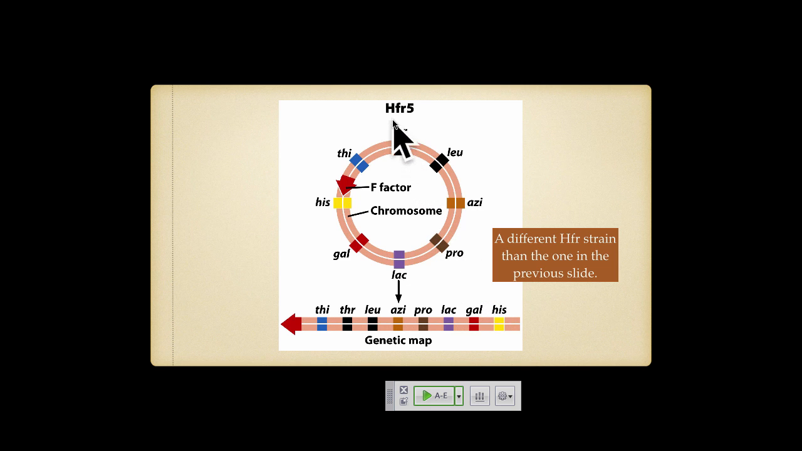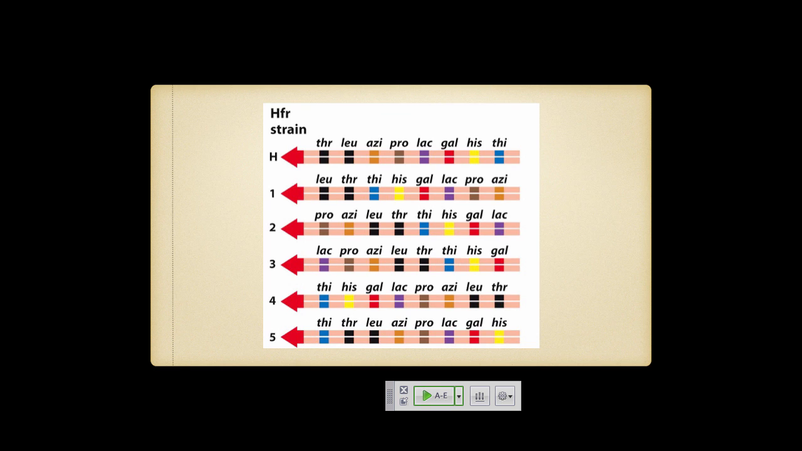Here's a different one, just called HFR5. Now the F factor, instead of being over here, is located over here, and it's oriented in the other direction, so the transfer is going to go counterclockwise. And so the first gene to be transferred is what? Thymine and threonine, leucine, azide. Right? So you get a whole bunch of these. And you got 6 different HFR strains.